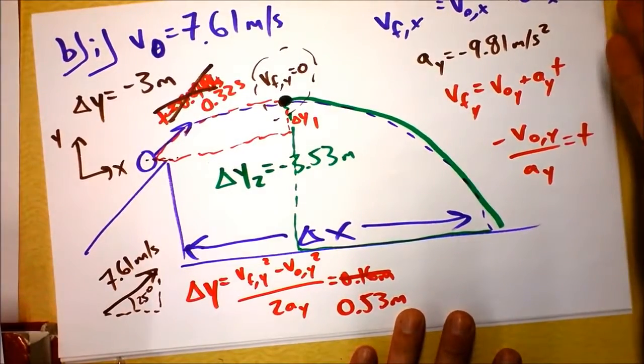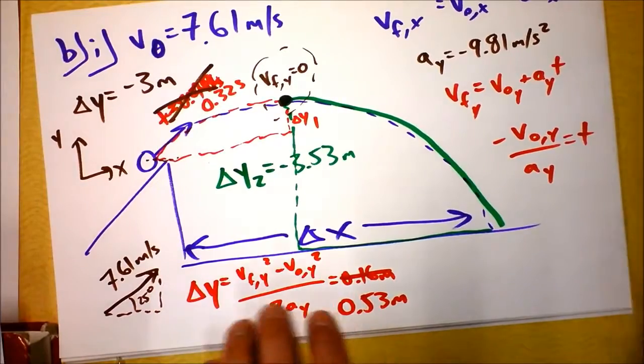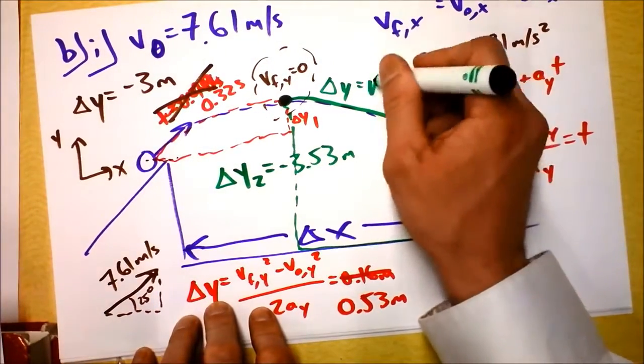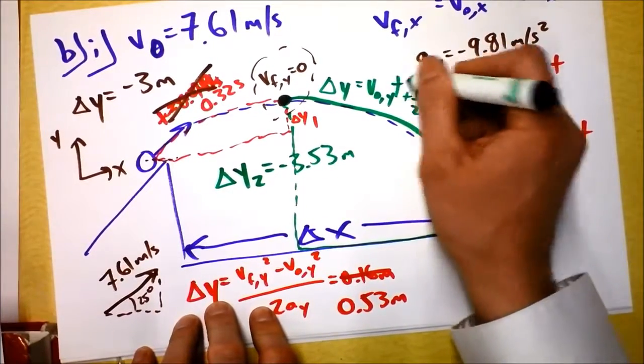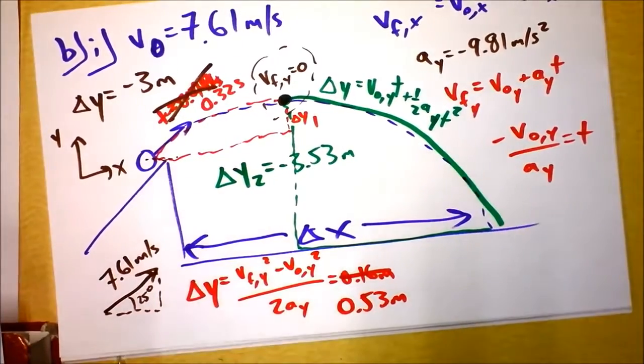It comes from the classic. I'll put it over here. Delta y equals the initial velocity in the y direction times time, plus 1/2 the acceleration in the y direction times time squared, right? Then we can solve that for time.